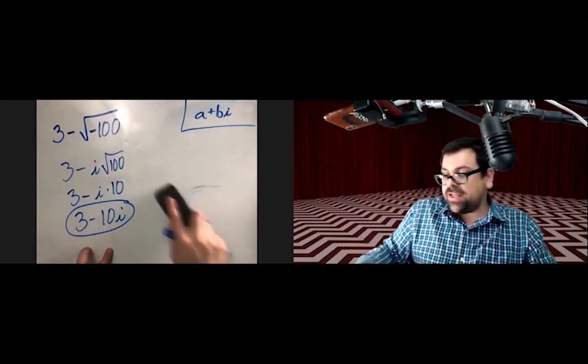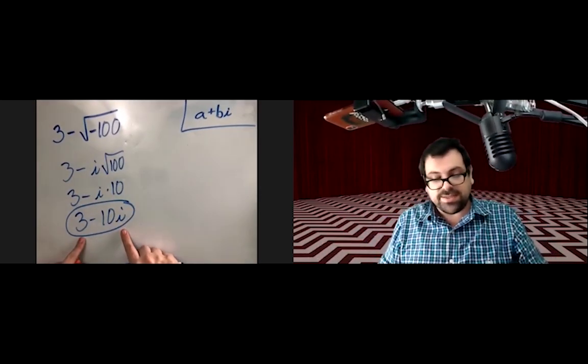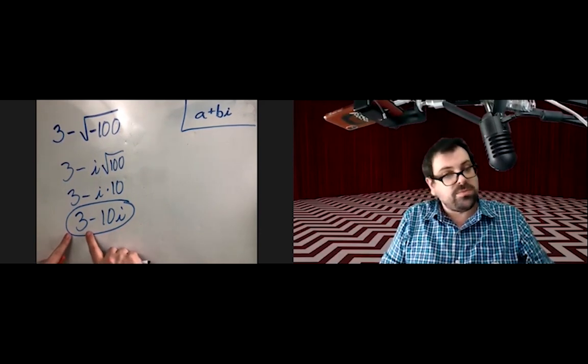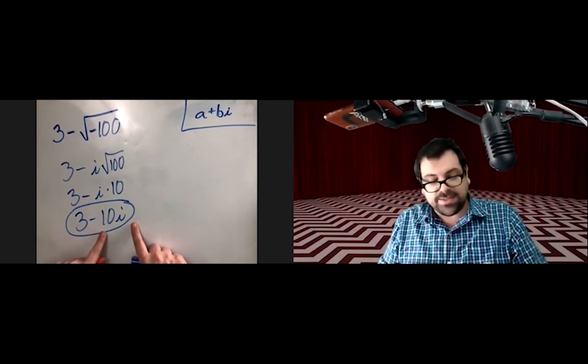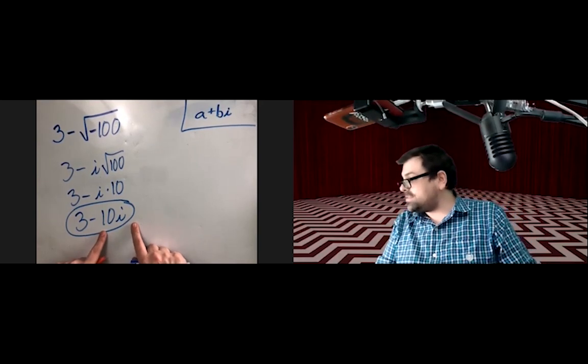This would be our final answer form because we have two distinct sections. The first term does not have any i's. The second term is where our i's are.